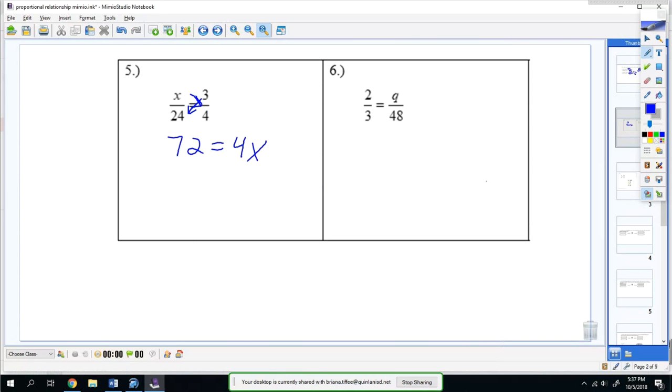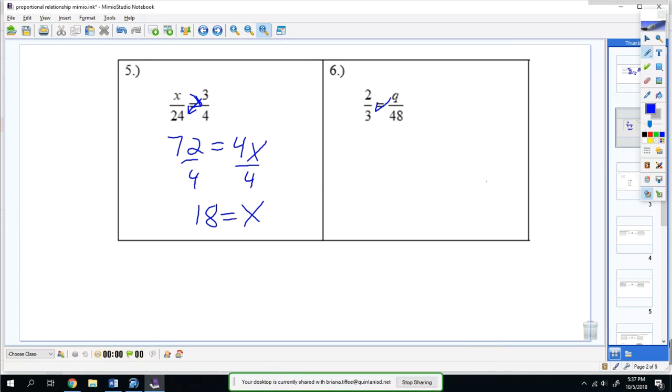Well, now all I have is just a one-step equation. So now all I have to do is solve it. Since that 4 is being multiplied, I'm going to do the opposite. I'm going to divide 4 to both sides. And you get 18. So 18 is my missing variable. Okay, let's try it again.